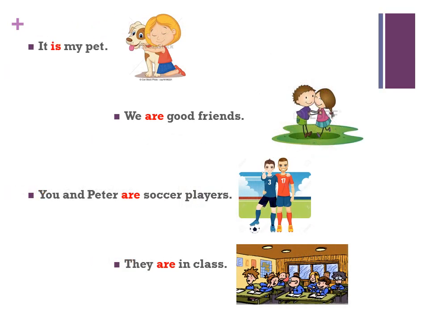Now, we move to it. Of course, we don't use it, all right, when we talk about people. We use it when we talk about animals or objects. So we say, it is my pet. We are good friends. You and Peter are soccer players. You know soccer means football. They are in class. So, of course, this is the plural form of the verb to be in the simple present.